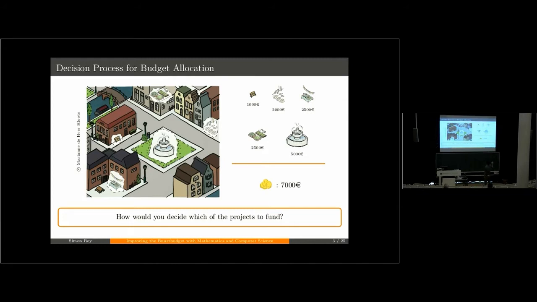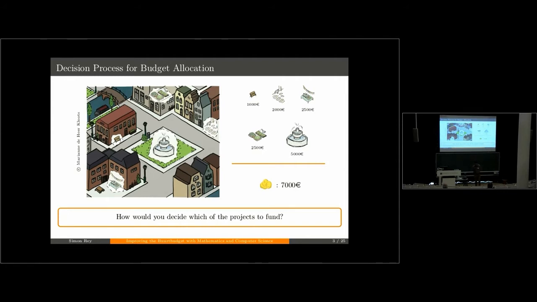And all these projects have a certain cost that is described down there, and you've got a limited budget. And because you've got a limited budget, you have to have a way to decide on which of these projects you want to fund in the end. Okay? How would you do that? I need at least one answer before I move to the next slide. How would you do that?